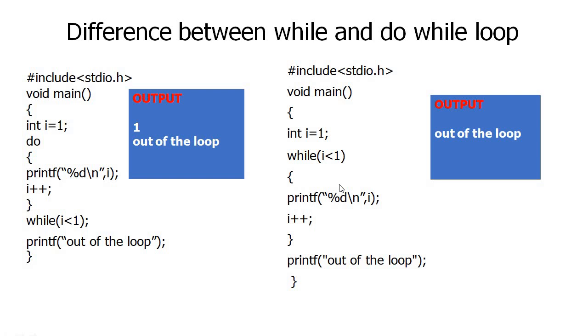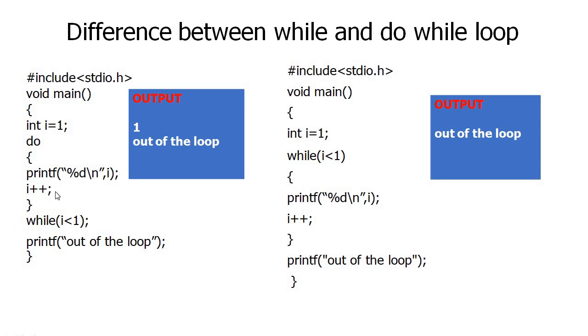The next program is for while loop. So in while loop, first, I'll check the condition. I'll initialize the value. Now the value of I is 1. I'll check the condition: while I is less than 1. 1 is less than 1? This condition is not true. 1 is not less than 1, 1 is equal to 1. So the condition is not true. Obviously, I will never execute the body of the loop. I will execute the next statement after the loop. The next statement is out of the loop. So, out of the loop is printed.